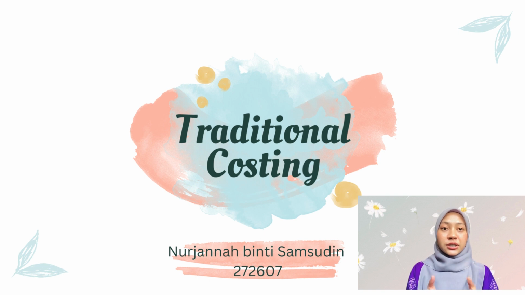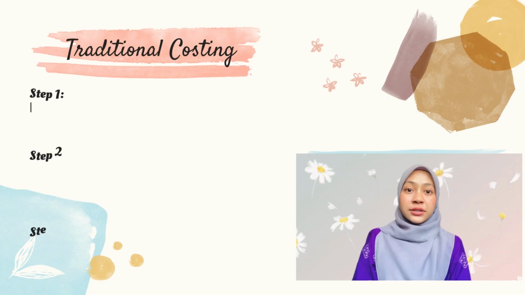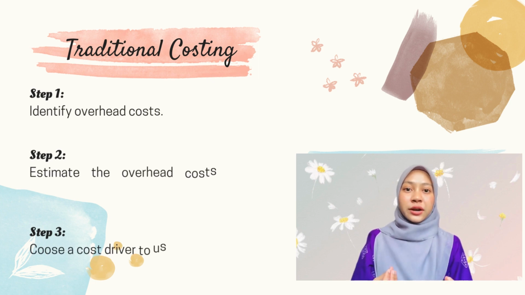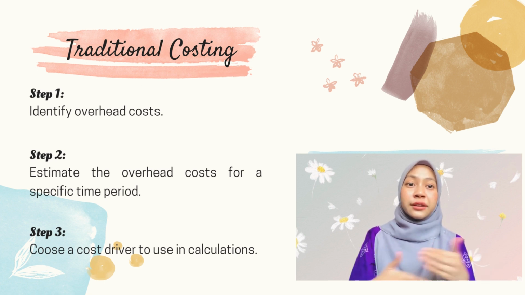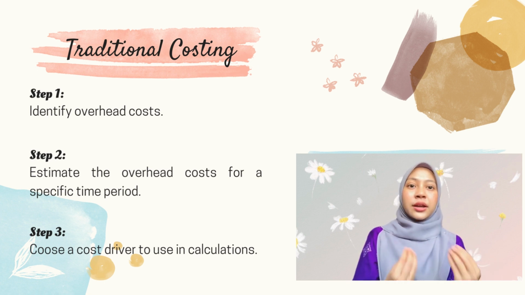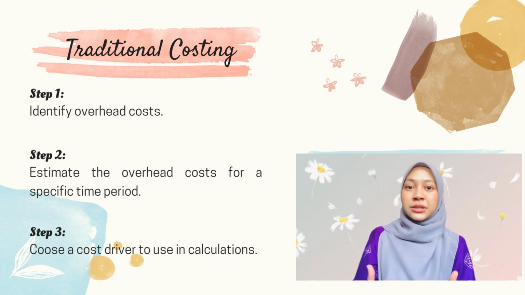I will explain about the traditional costing. Traditional costing is used to determine the cost of making products to make a profit, and it is based on allocating overhead manufacturing costs. First step is we need to identify the overhead costs. Overhead costs are associated with production that do not directly impact the product. They can include manufacturing and non-manufacturing expenses.